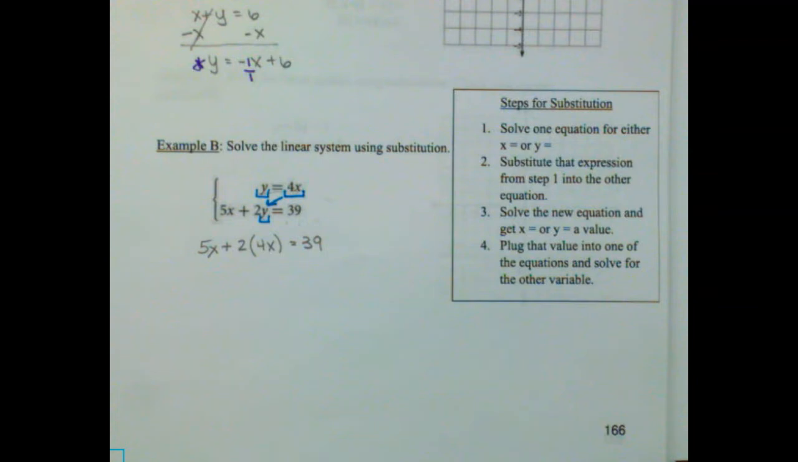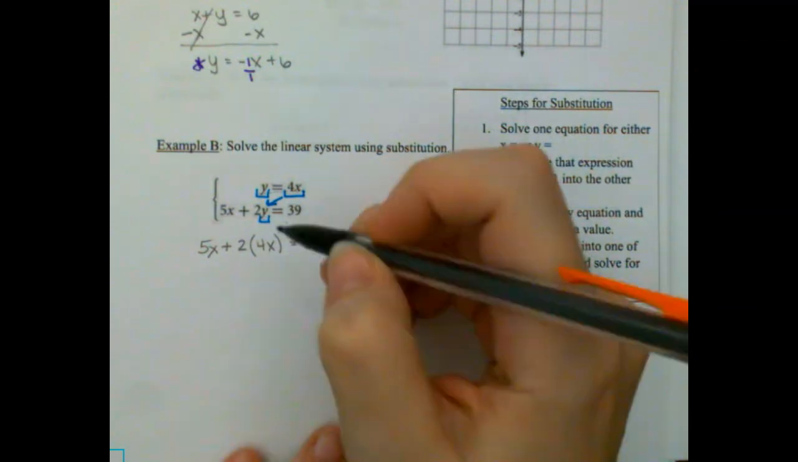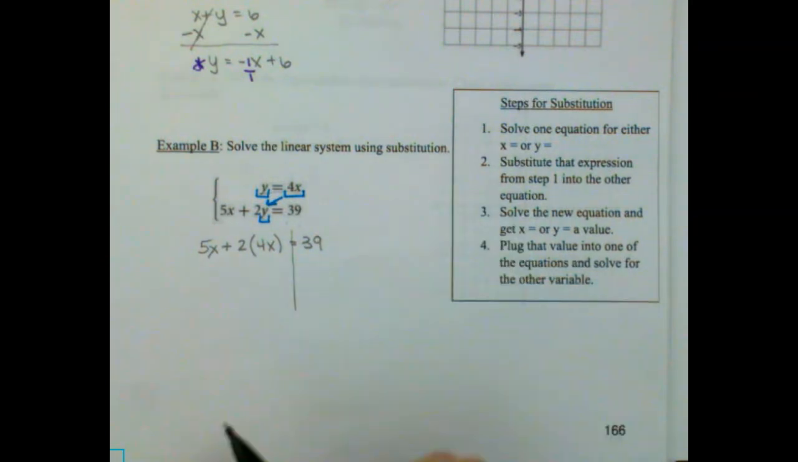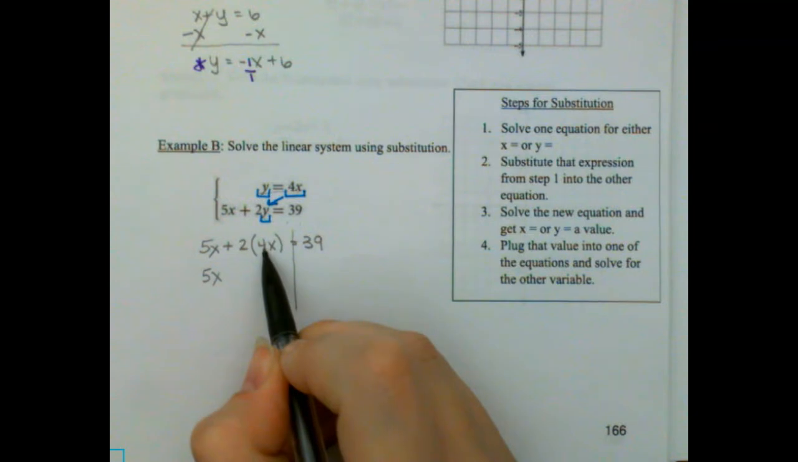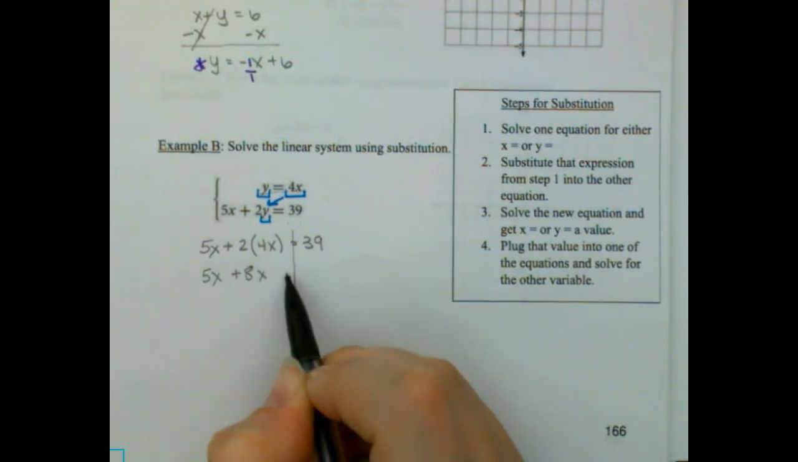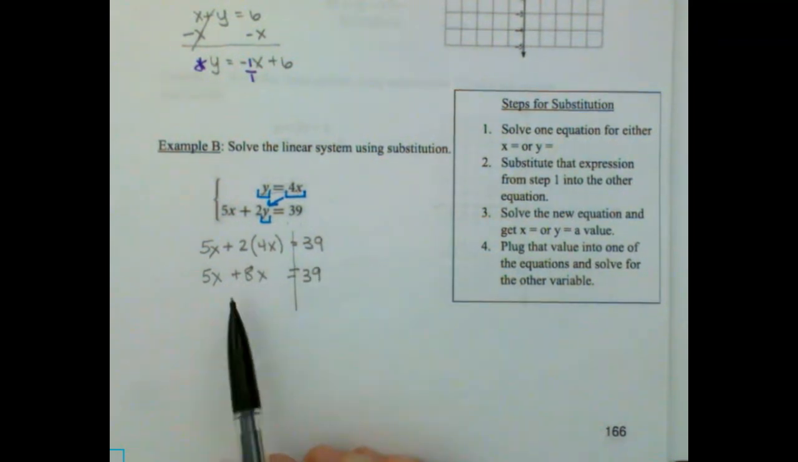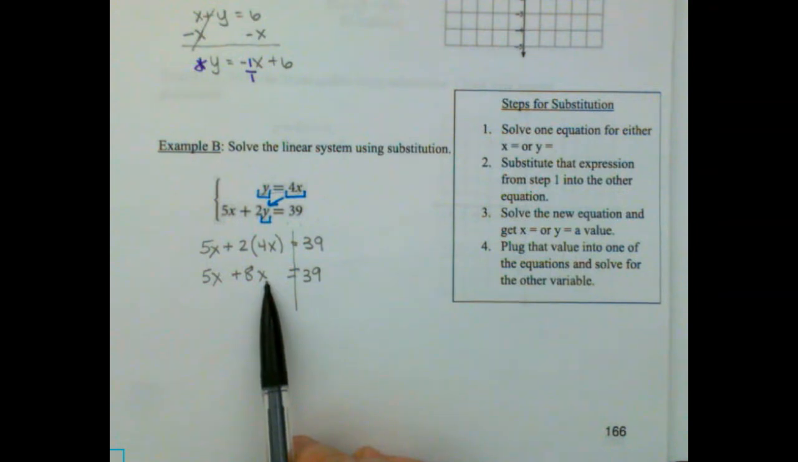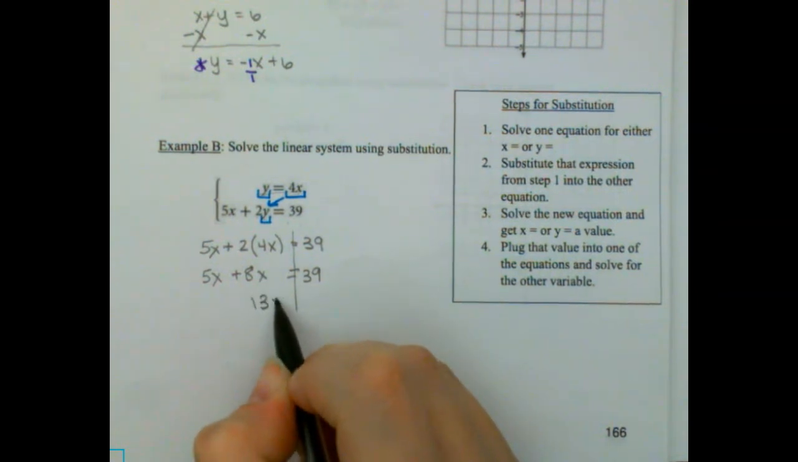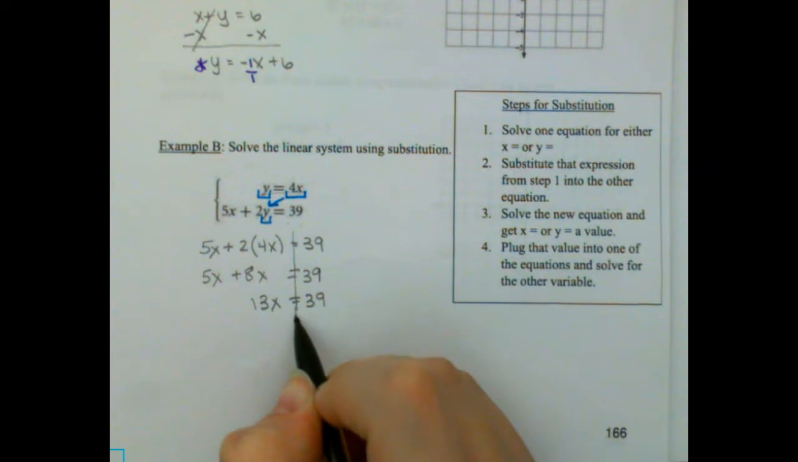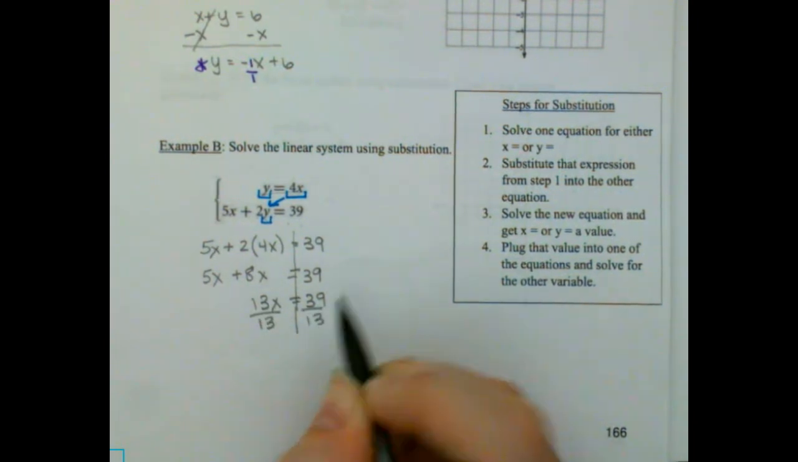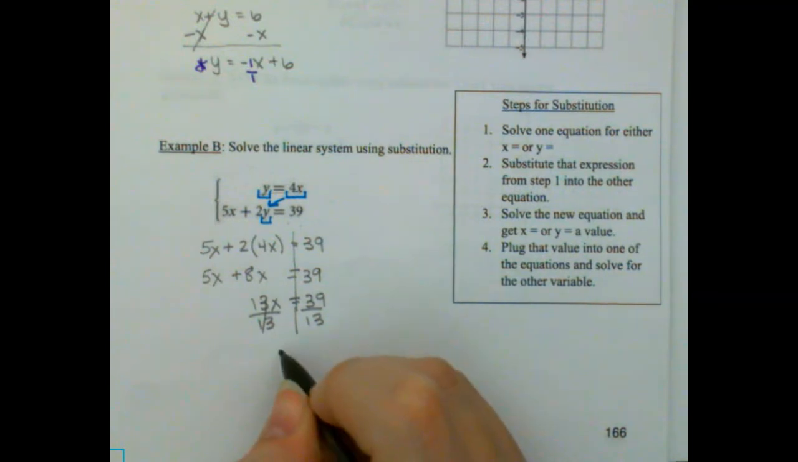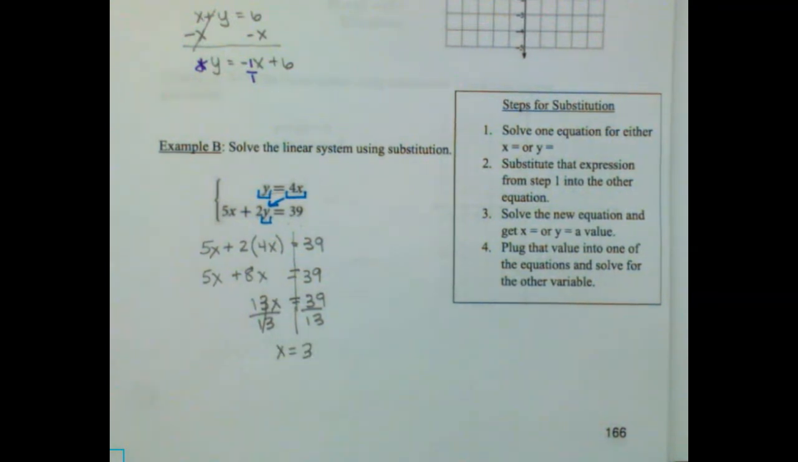Now I've got an equation just like back in Unit 2 that we solved, and we have to remember how to solve these equations. So I'm going to draw my line that helps me, and I'm going to start to simplify. I'm going to keep this 5x. 2 times 4x gives me 8x. I noticed that 5x and 8x are like terms, and that would combine into 13x. And then to get the 13 away from the x, that's division. And 39 divided by 13 is 3.